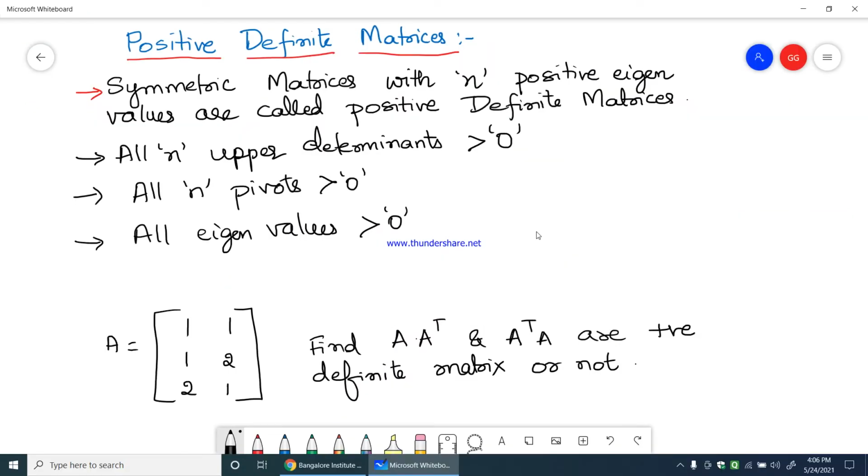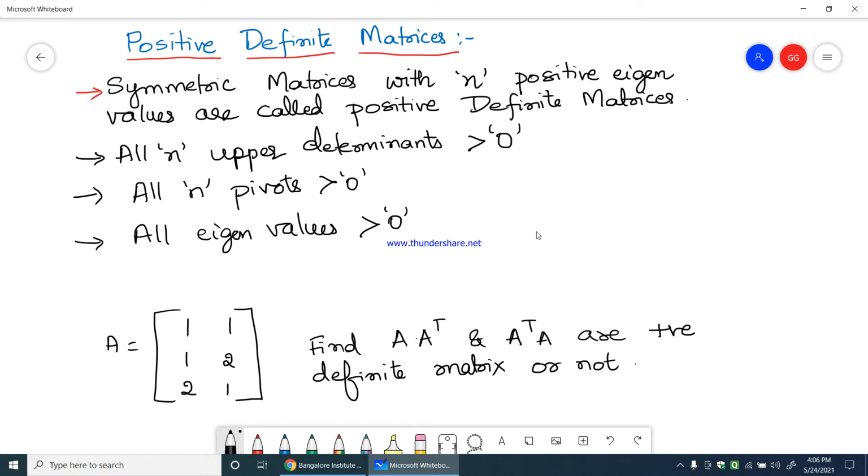What are positive definite matrices, and how do we find out whether a given matrix is positive definite or not? This is what we are going to learn in this video. When we have any given symmetric matrix with n positive eigenvalues, then we call such matrices positive definite matrices. That is the first thing.